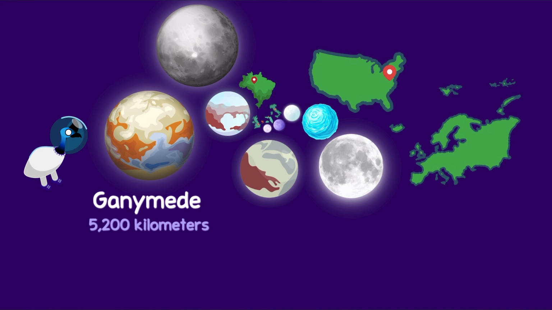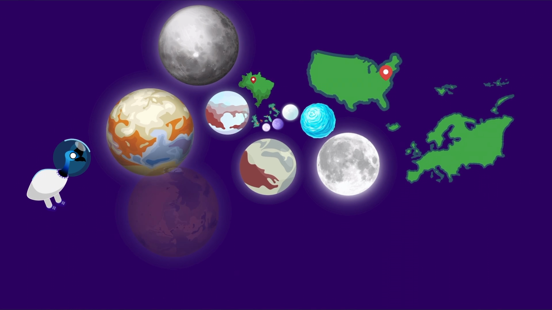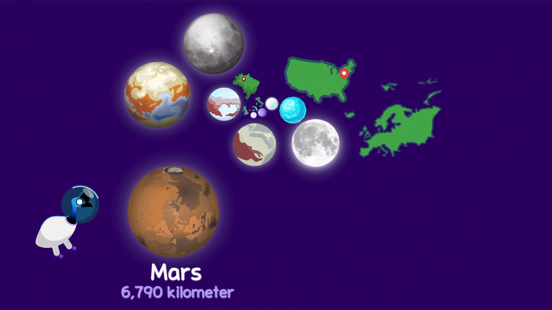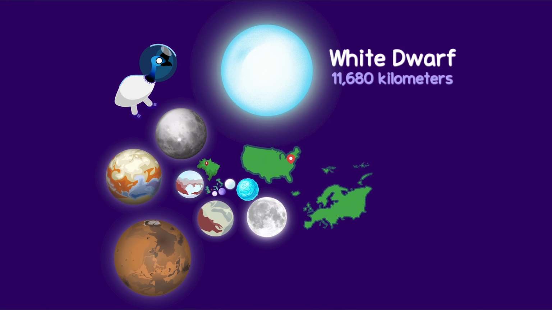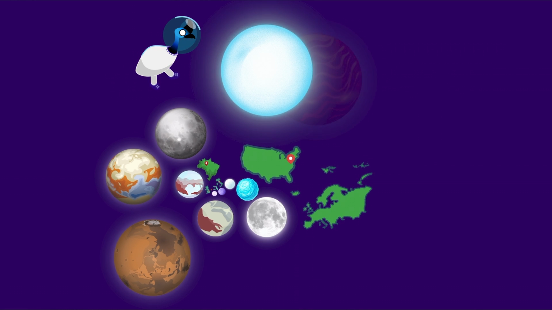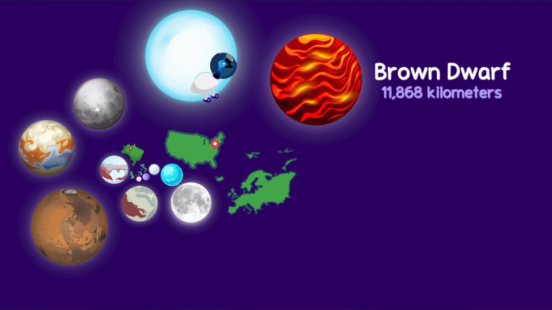Ganymede, 5,200 kilometers, the biggest moon in the solar system that belongs to Jupiter. Mars, 6,790 kilometers. White dwarf, 11,680 kilometers, a small dense star formed from a dead collapsed sun. Brown dwarf, 11,868 kilometers, celestial objects with insufficient mass to sustain nuclear fusion.